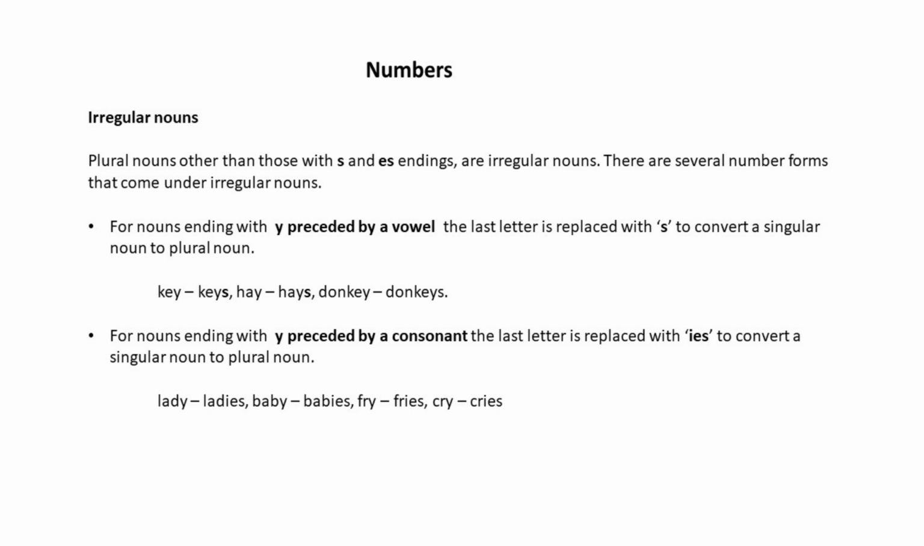Similarly is the case with the words baby, fry and cry. The word baby ends with the letter Y and this Y is preceded by a consonant. So the plural form will be babies because you are replacing the letter Y with IES. And the plural form of fry will be fries. For French fries, we use this word fries. Similarly, the plural form of cry is cries. So if I make a sentence using the word baby, I can say the baby cries and the babies cry. This is what we learnt in subject-verb agreement earlier.